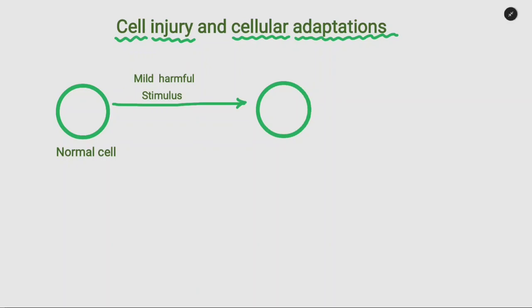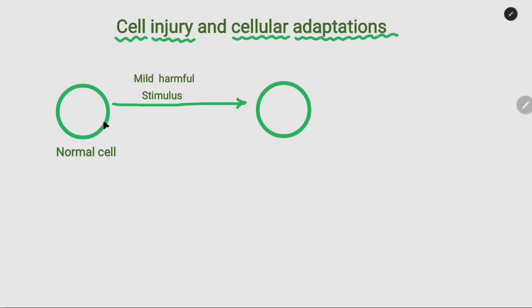Hello students, in this video we are going to start the chapter Cell Injury and Cellular Adaptations. In this video we will try to get an overview of the entire chapter. By the end of this video you will get an entire mind map of this chapter. And each and every topic of this chapter will be discussed in detail in the upcoming videos. So let's start the chapter.